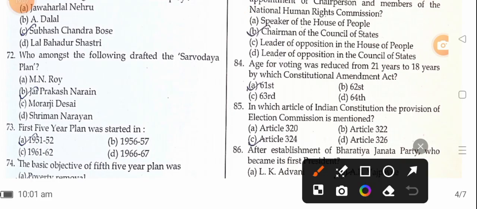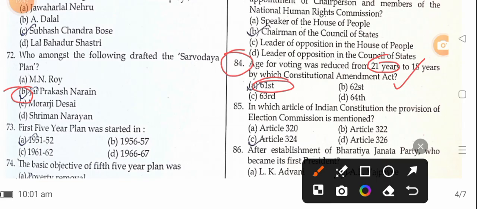Who amongst the following drafted the Sarvodaya plan? Jayaprakash Narayan. Take a look at question number 84 also. Age for voting was reduced from 21 to 18 years. In which amendment act? At first, those whose age was 21 years were eligible to vote. It has been reduced from 21 to 18 by which constitutional amendment act? The right answer is 61st.